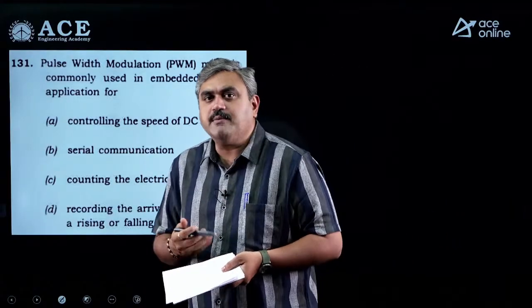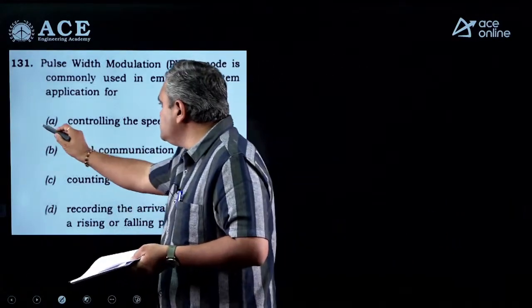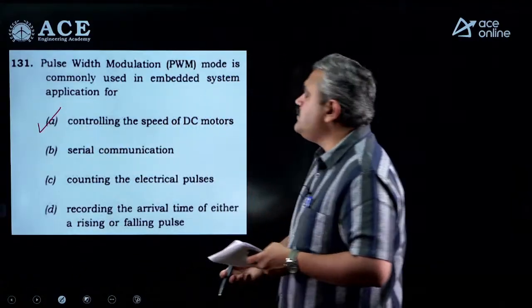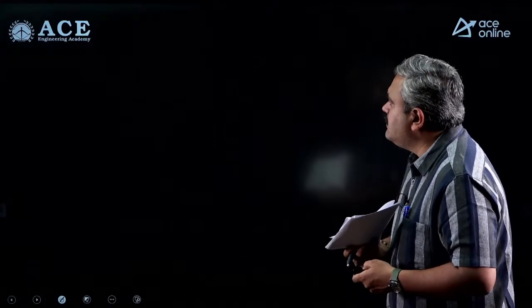Speed control will automatically control power. So, the only possible choice is A, controlling the speed of DC motors.